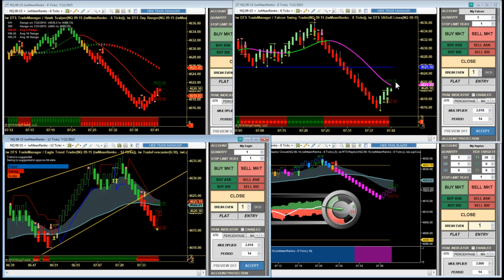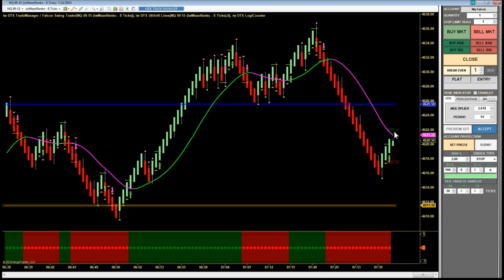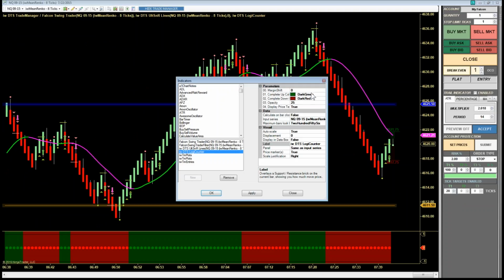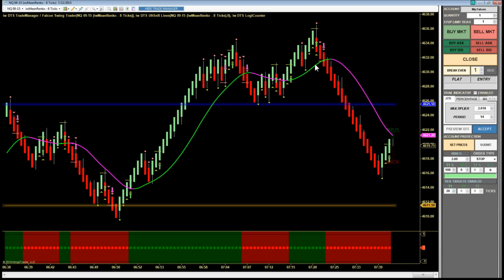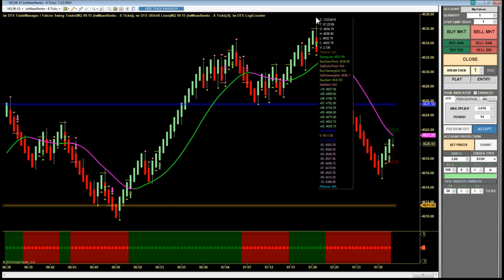Okay, so Josh says his logic counter is displaying a different number. Let's take a look here at the logic counter. I'm not sure there's actually anything to adjust on this one. And he says he's also printing a different high than what I am. So it looks like my high is 46.3650.